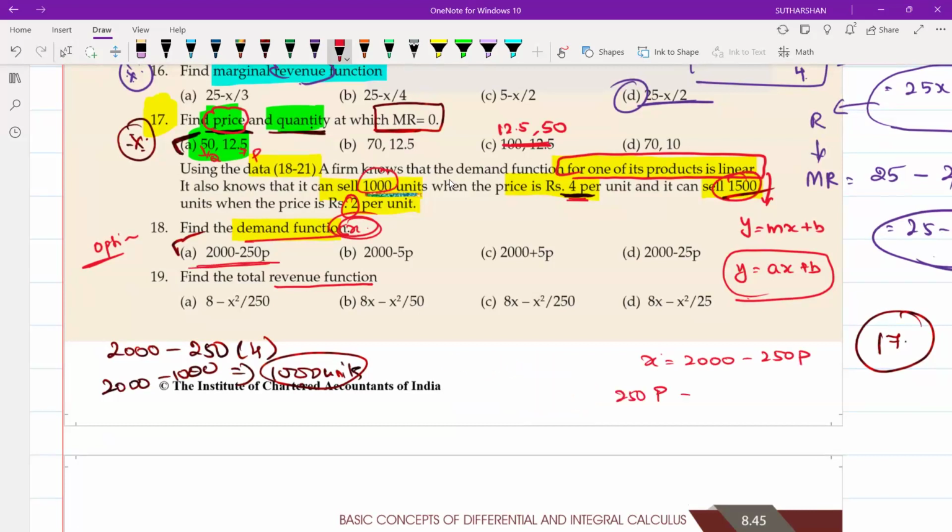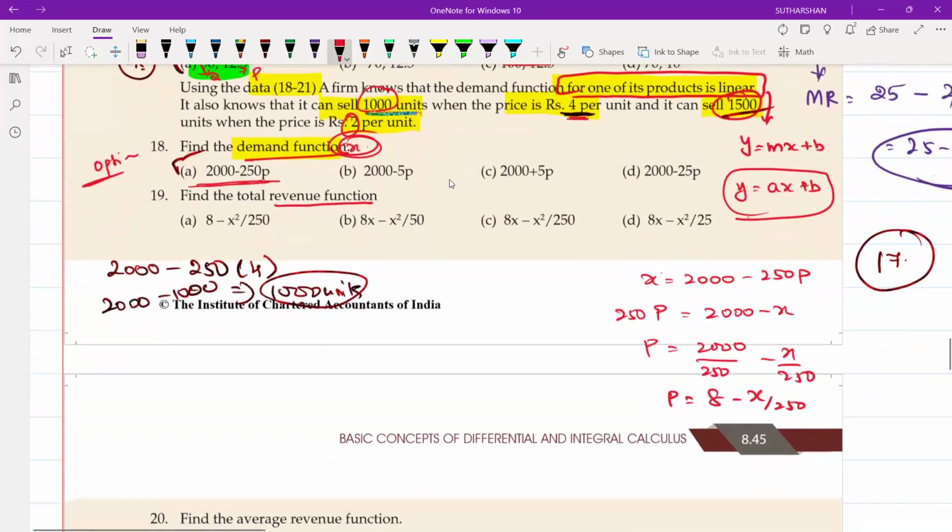250p is equal to 2000 minus x. p is equal to 2000 by 250 minus x by 250. What is 2000 by 250? I think it will become 8, correct? 8 minus x by 250. That is the price function. From that price function, I should multiply by x to get my revenue. So if I multiply by x, it is 8x minus x square by 250. So 8x minus x square by 250 is my answer.